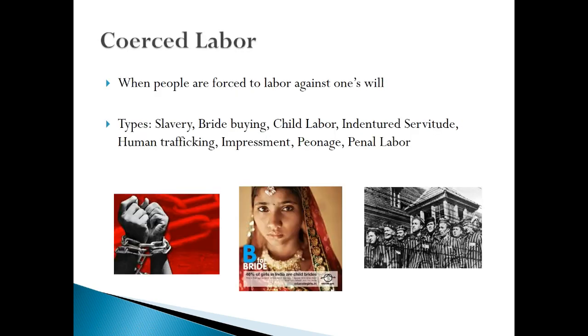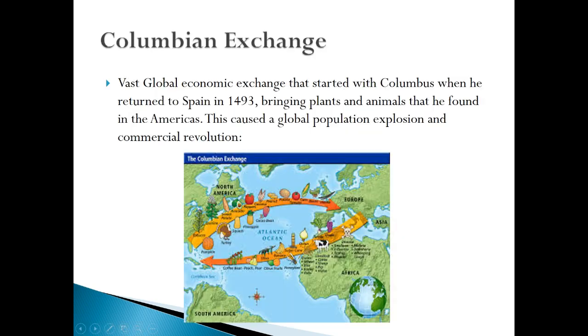It's an economic term. Coerced labor. Unfortunately, during this time, to make the economy flow, people were forced to labor against their own will. The most obvious one is slavery. At the same time, unfortunately, there was other coerced labor: bride buying, child labor, indentured servitude, human trafficking, penal labor, and we'll get into this. But to make the world economy flow, it was on the backs of a lot of people forced to work.